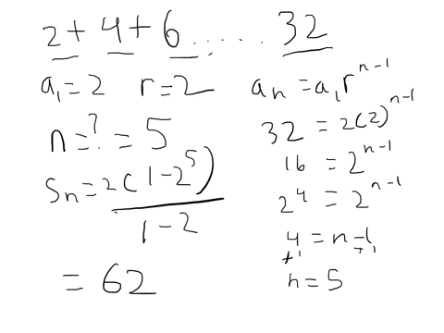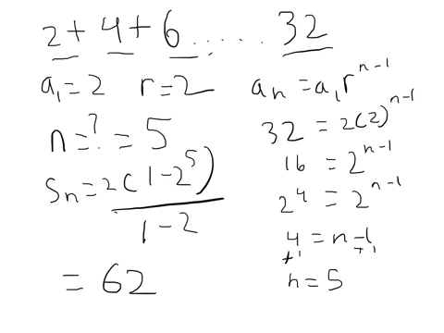So to find n, you put a sub n equals a sub 1 times r to the power of n minus 1. That's the formula to get n. We know a sub n, because the last term is 32, and then we plug it in. a sub 1 is 2, and r is 2 as well. So we put it in the formula, and then we get 16 equals 2 to the n minus 1.